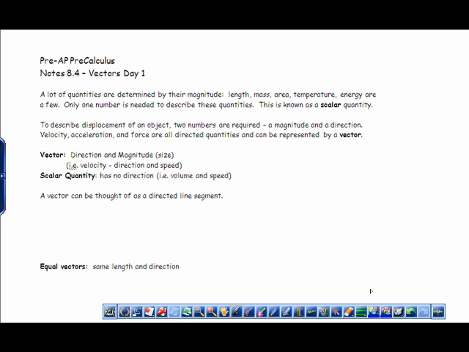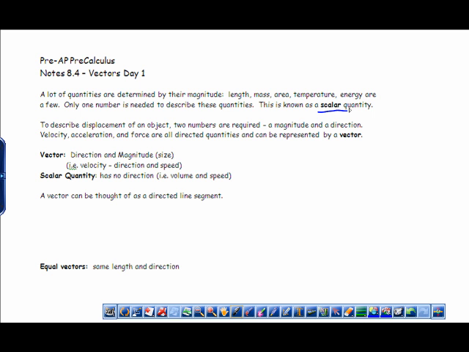So it says a lot of quantities can be determined by their magnitude: length, mass, area, temperature, energy are a few. This means that there's only one number, and this is called a scalar quantity. Think about if someone were to ask you for the temperature, as long as you're in the same units, you just need one number. You don't need two different components or multiple components. Same thing with area. Area is 20 square kilometers. Again, you have your units, but that's not its individual component. That's just the understood units.